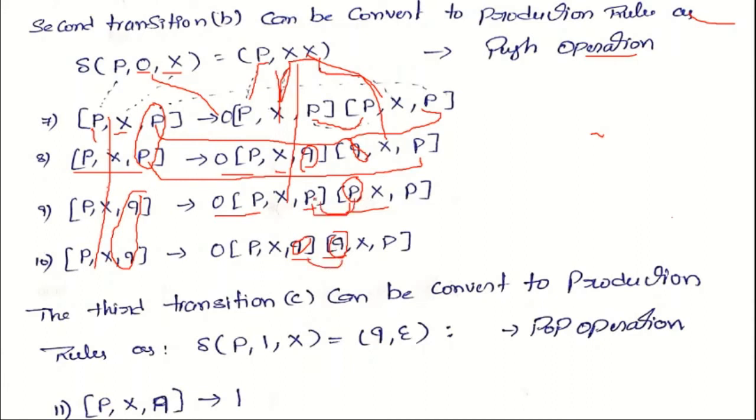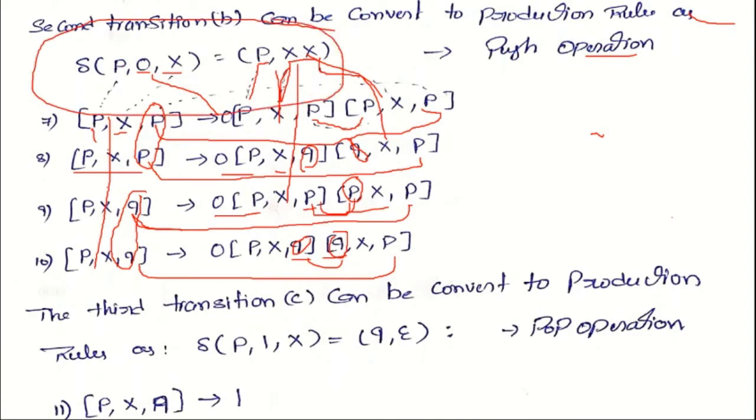This is our assumption. Here we assume the next state as P. Here we assume the next state as Q. And this one can be decided from here. Here the next state is Q, so finally the next state is Q. Here the next state is Q, so finally the next state is Q. So these are the 4 production rules generated from the second transition.